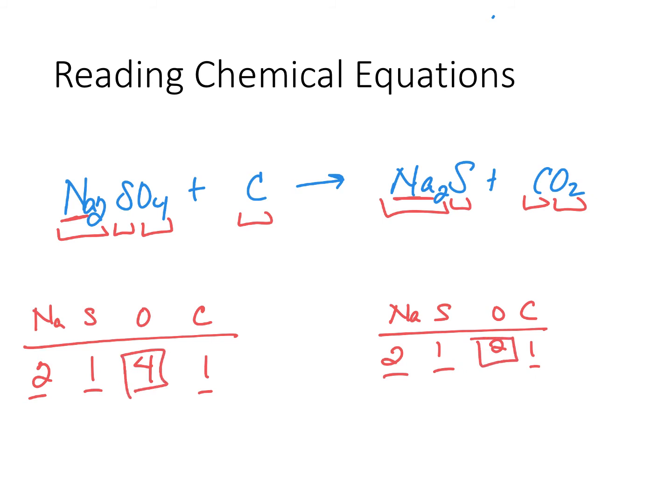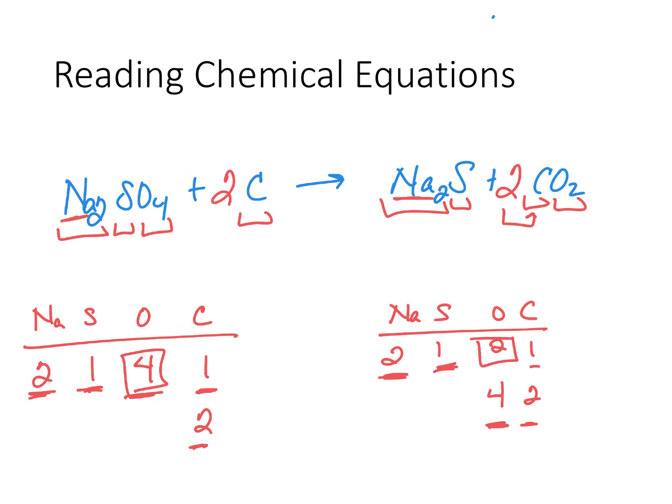So I need to have 2 more oxygen on the product side. So to do 2 more, 2 times 2 would give me 4. But by doing that, now I just increased the number of carbons up to 2 as well. I didn't touch the sodium or the sulfur, so those are still 2 and 1. But by trying to fix oxygen, I messed up carbon because I only have 1 on the reactant side. But that's an easy fix. I can put a 2 in front of the carbon, and now 2 times 1 is also 2. So I have 2 sodiums, 1 sulfur, 4 oxygens, and 2 carbons. So this is now balanced.